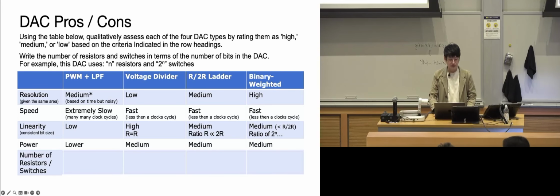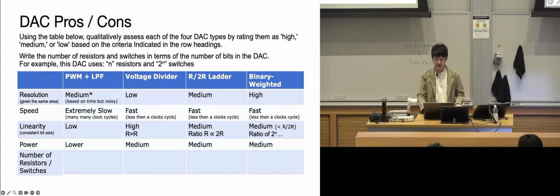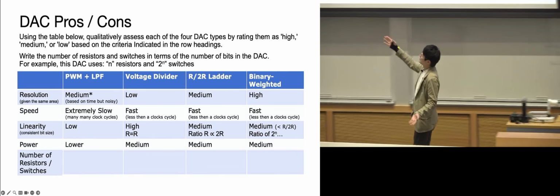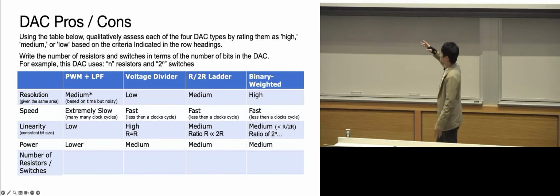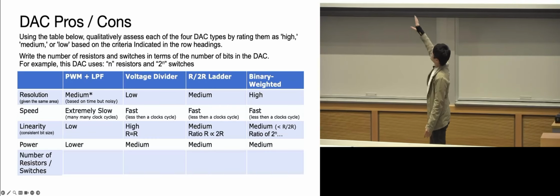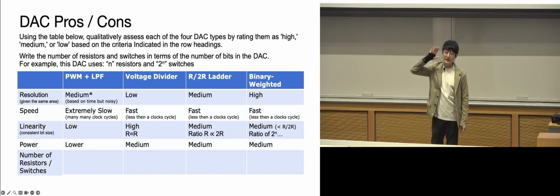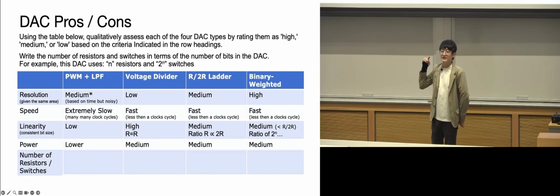How about the number of resistors and switches? So we're expecting a number to put here. Obviously, we don't have any resistors or switches needed. Well, we have one resistor needed for this, but that's pretty minimal. How many resistors and how many switches do we need for the voltage divider for an n-bit DAC using this? Anyone?